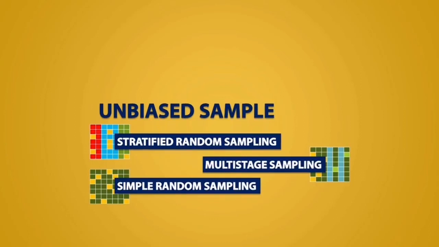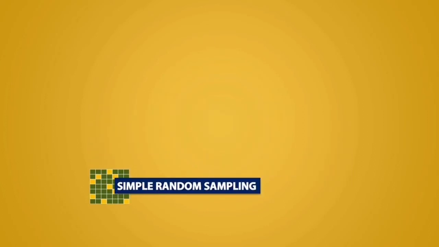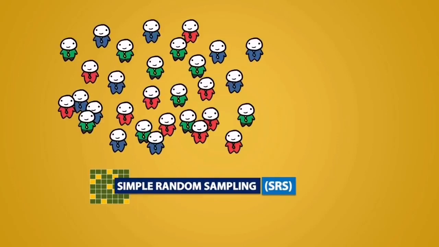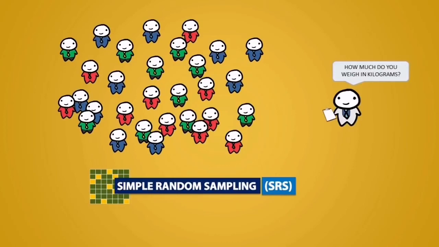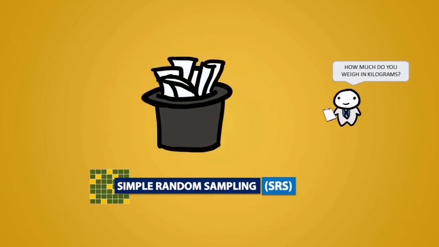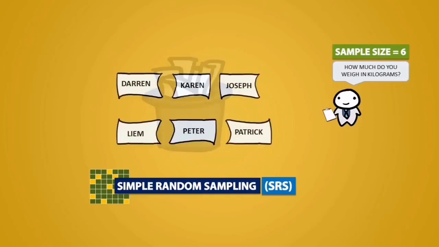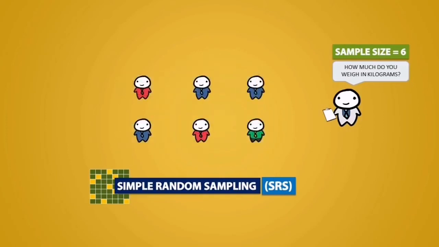The most basic type of sampling is the simple random sample, also known as an SRS. Since an SRS is unbiased, each individual has an equal chance of being chosen to be surveyed, in other words, to be part of the sample. You can think of an SRS as putting names into a hat and selecting n of them. So if I wanted a sample size of 6, I would select 6 papers and go up to the randomly chosen people to interview them.